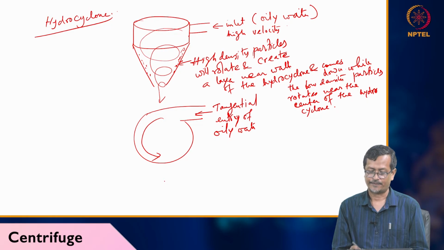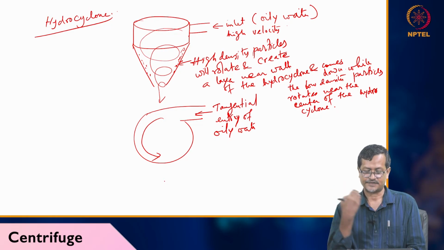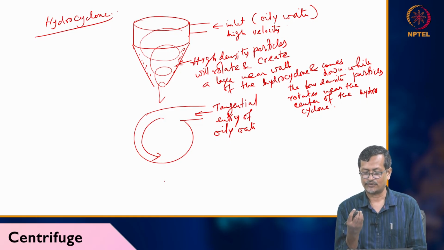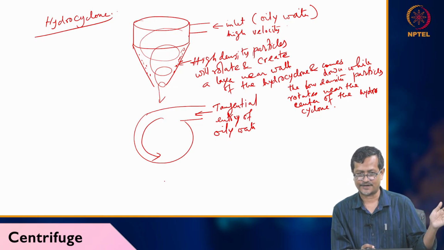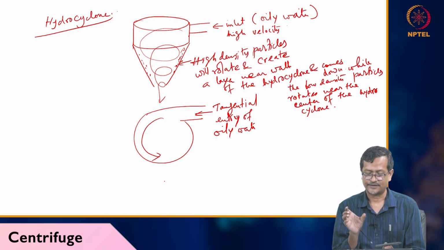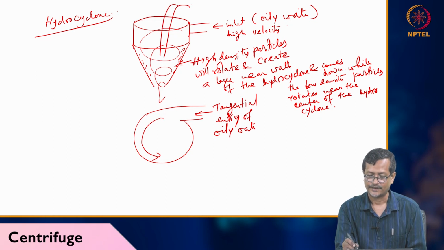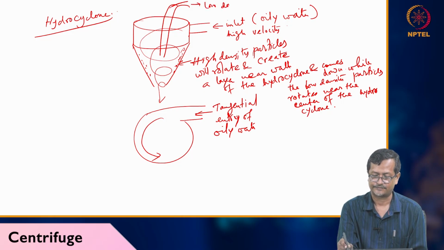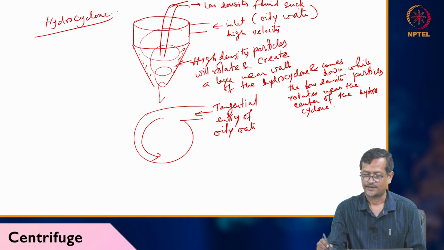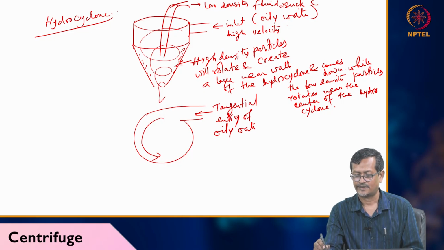Okay, so what happens, high density particles will be rotating at a very high speed and will be touching near the wall. Low density particles, because density is low, will not get space at larger radius, so they will be rotating in the center area. So in the central area you put one other pipe here, then you suck the low density particles and take them out.